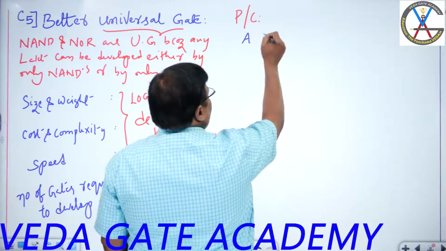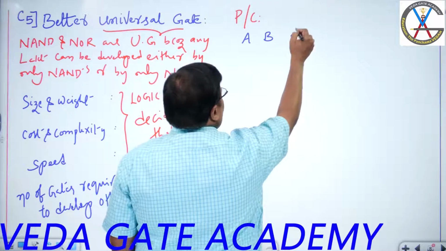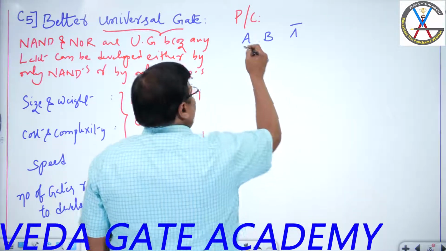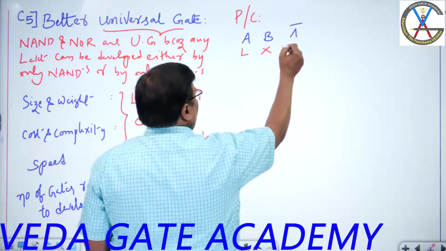When I have A and B, and I am getting the NAND operation, and if A is low, the output is high.